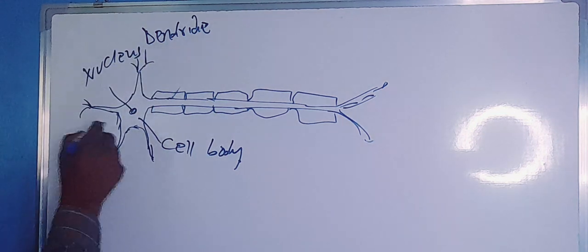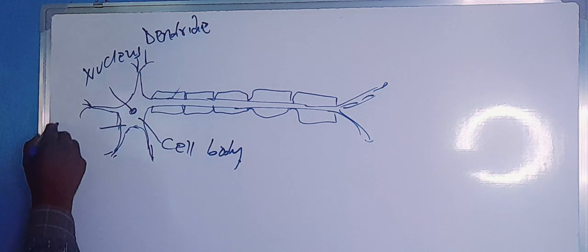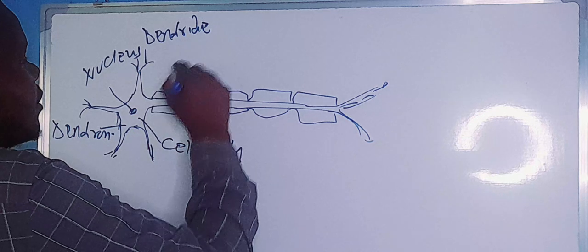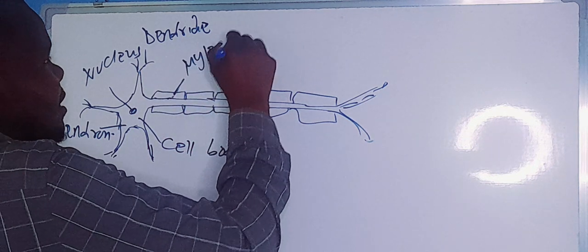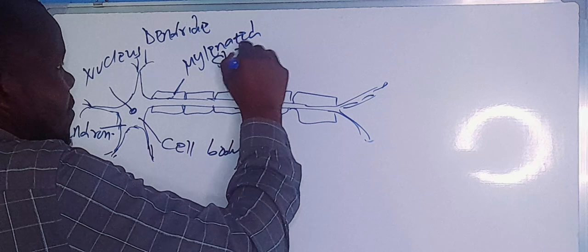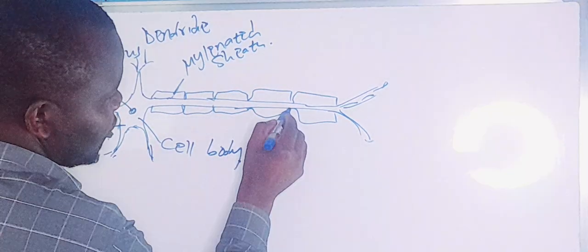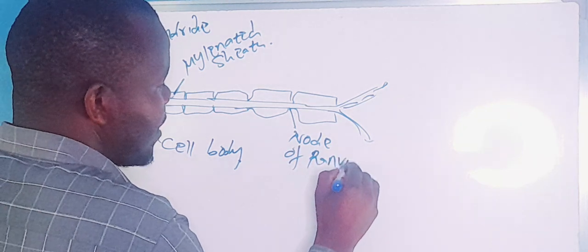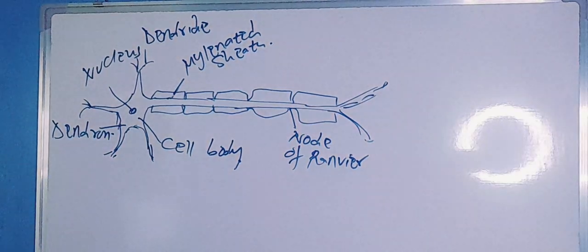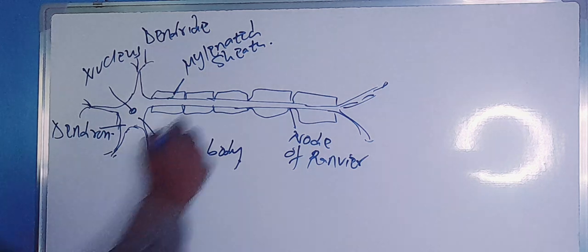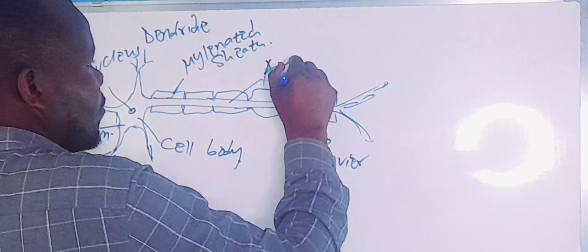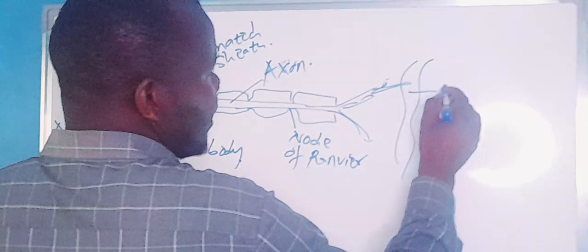Then at this point is what we are calling a dendron. We are saying this one is our what? Myelinated sheath. At the junction here, we have something called node of Ranvier. Then at this point, we have the axon. Within this point, you can have, let's say, a muscle.